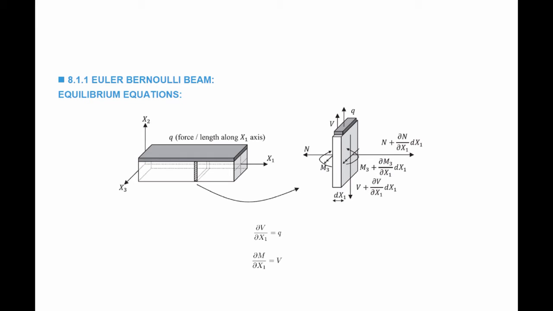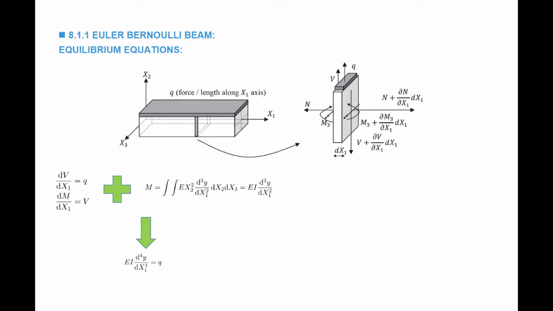Similarly, taking the sum of moments and equating it to 0, you'll find that partial M by partial x1 is equal to V. Because we only have one variable, which is x1, instead of taking partial derivatives, we can take the total derivatives. So dV by dx1 is equal to Q, the distributed load, and dM by dx1 is equal to V, which is the shearing force acting on the cross section. Combining these equilibrium equations with the equation M is equal to EI, the second derivative of y with respect to x1 squared, allows us to write the differential equations in terms of the unknown displacement y.